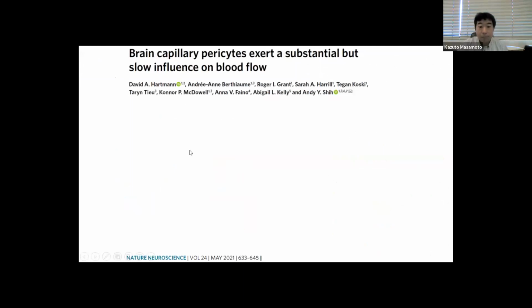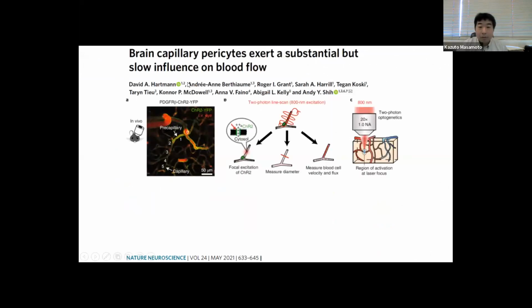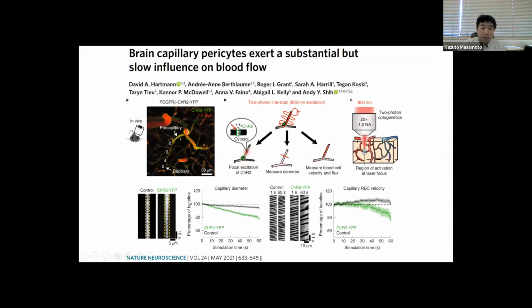Now, consistent with using optogenetics, if we express channelrhodopsin in the pericyte and stimulate it with light, it causes vasoconstriction. Here the capillary diameter shrinks with channelrhodopsin in the pericyte, but the controls have no effect.